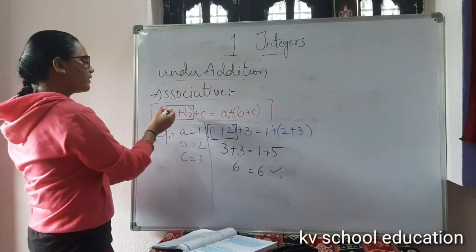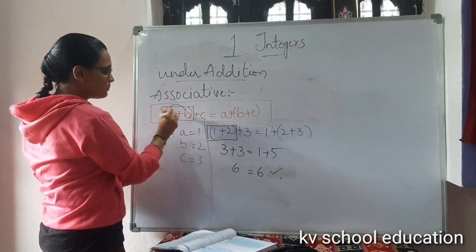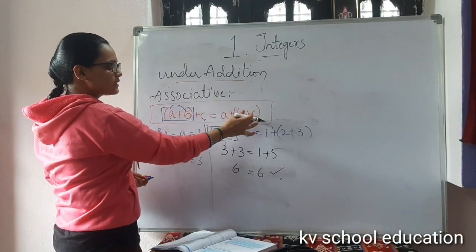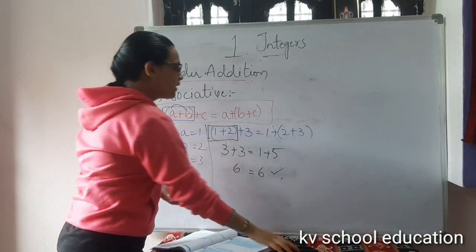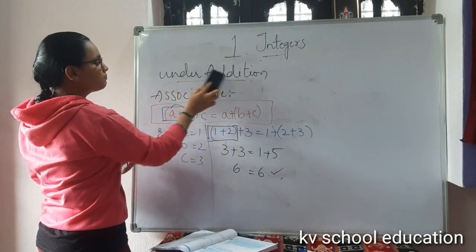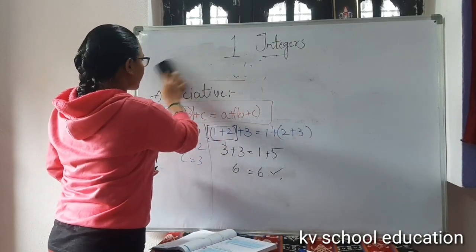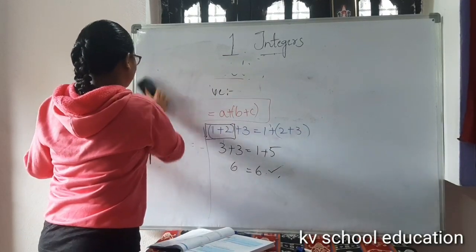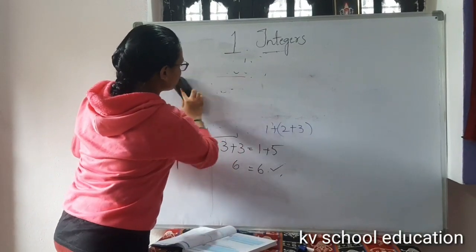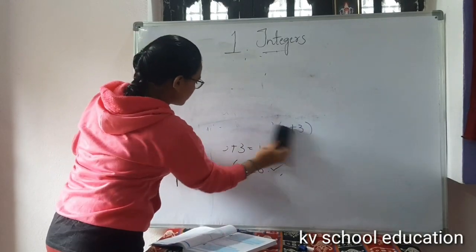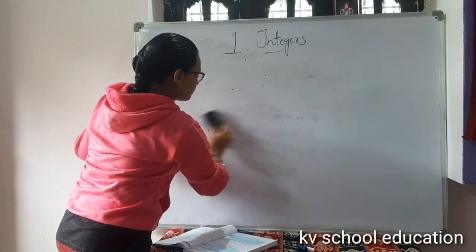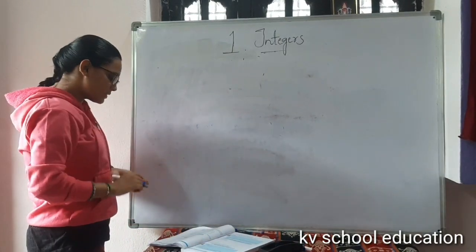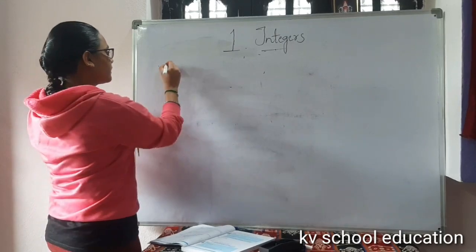However we take A plus B, or B plus C, or C plus A, the answer will be the same. And now we will see the associative property under multiplication.